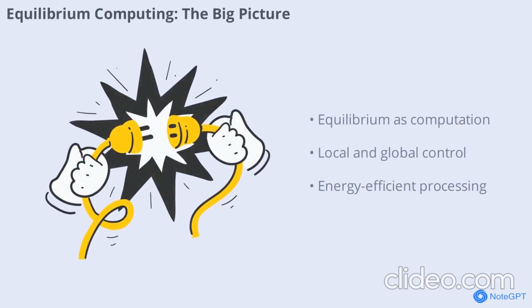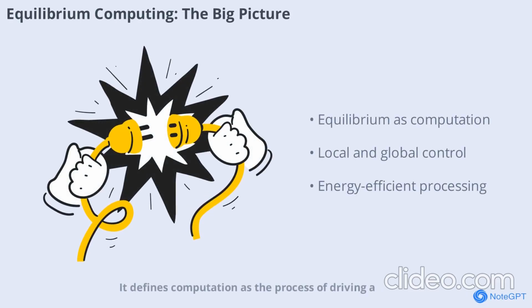Equilibrium computing is a broad paradigm. It defines computation as the process of driving a physical system toward an equilibrium, whether that's a steady state, a fixed point, or a low-energy configuration. The result of the computation is read out from this equilibrium.